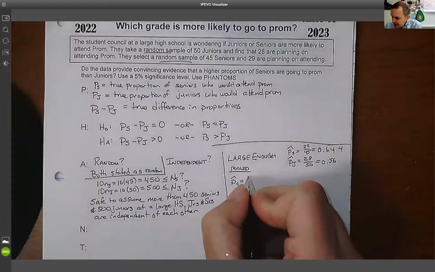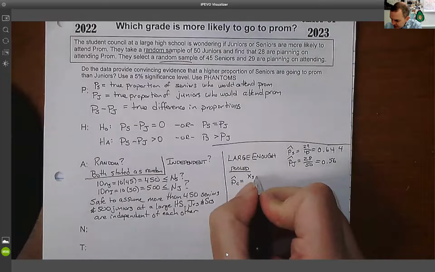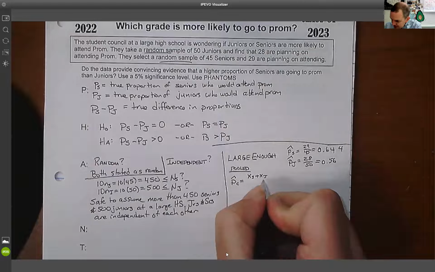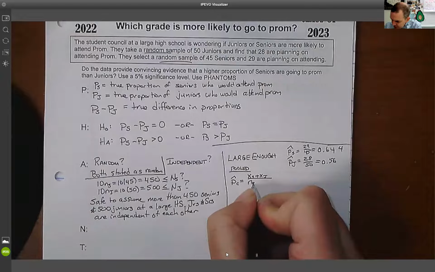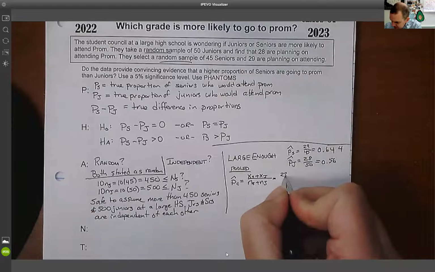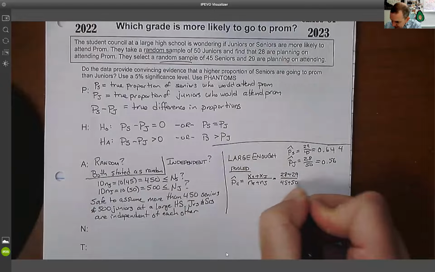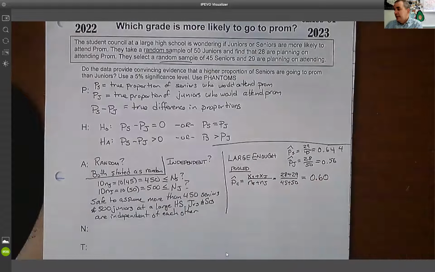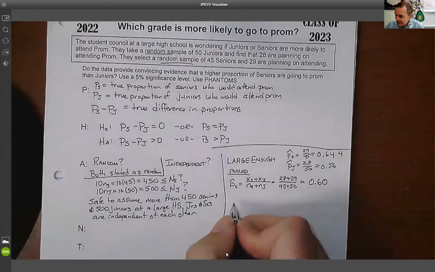And what it's going to be is my number of senior successes plus my number of junior successes, over my number of seniors plus my number of juniors. So in this case, it's going to be 28 plus 29 over 45 plus 50. And if I do that, it's going to be 60%. That's called pooled. So if I put everybody in the same gigantic group, so all 95 of them, 60% of them would be going to prom. So that's because of that null hypothesis that I do it.